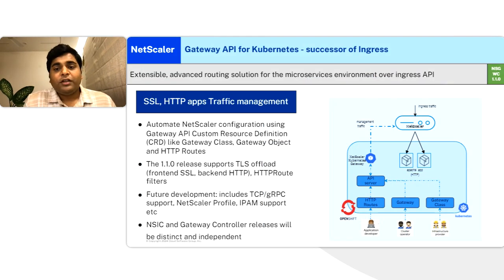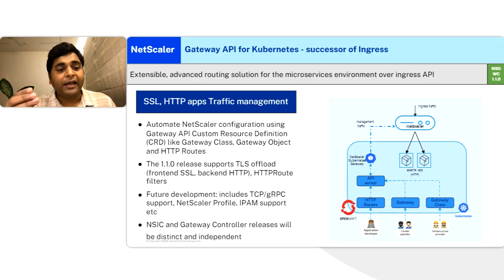Before jumping into the demo, let me summarize what we offer. The NetScaler Kubernetes Gateway Controller has been introduced to automate Gateway API configuration on the NetScaler. Similar to NetScaler Ingress Controller, a minimum of one NetScaler Kubernetes Gateway Controller is required per Kubernetes cluster. Our latest release, version 1.1.0, offers TLS offload and HTTP filtering for advanced L7 traffic management. A demonstration will illustrate its functionality.